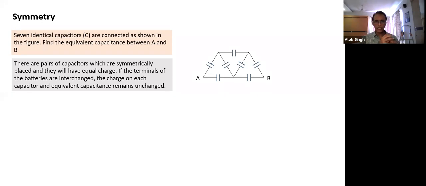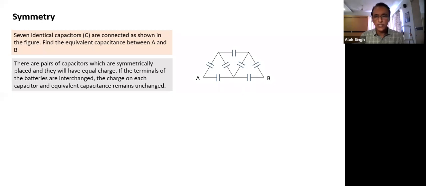If the terminals of the battery are interchanged, the charge on each capacitor remains the same. Since the charge distribution doesn't change, the equivalent capacitance also does not change. That's why we don't talk about which is positive and which is negative. So we are going to use some of these properties. I think this makes common sense and there's not much of a proof. We can give a proof also, but it's not necessary.